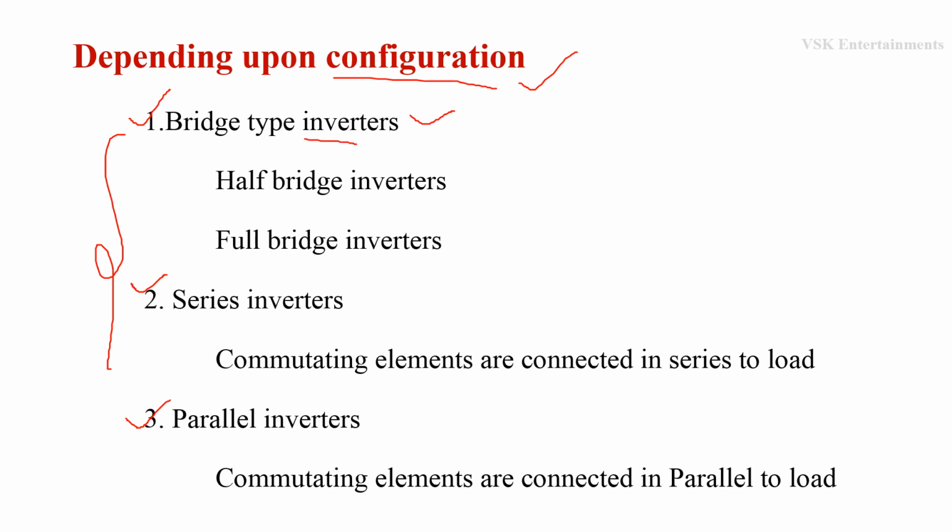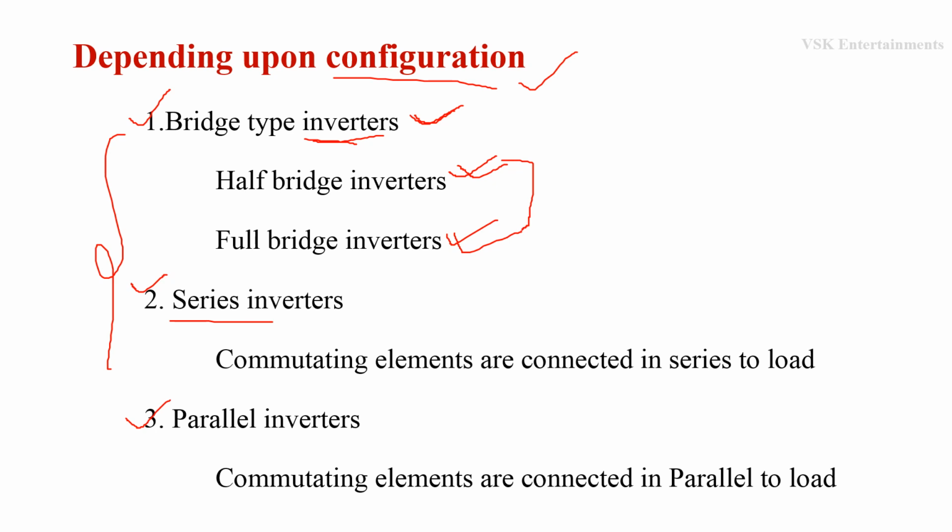Depending upon the number of SCRs, these bridge type inverters are again classified into two types, that is half bridge inverter and full bridge inverter. In half bridge inverter, we are going to use 2 thyristors. In full bridge inverter, we are going to use 4 thyristors. We are going to discuss the working of these inverters. And the second one is the series inverters.